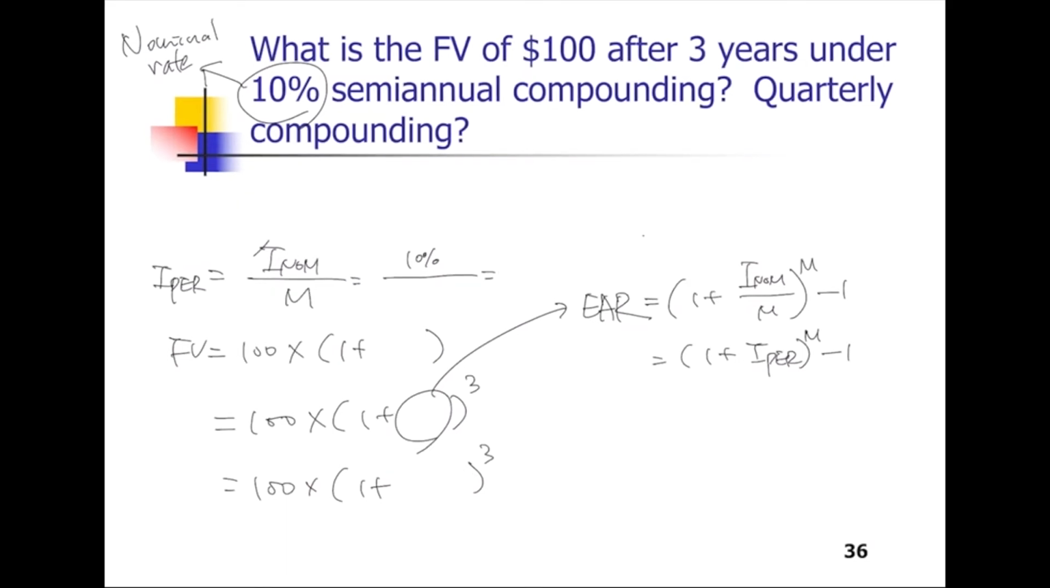I erased some numbers. This is the second example, the quarterly compounding case. So let's draw a timeline. So you have $100 today and invest 3 years. But compounding quarterly, so in 1 year compound 4 times. Yes, every 3 months, right?